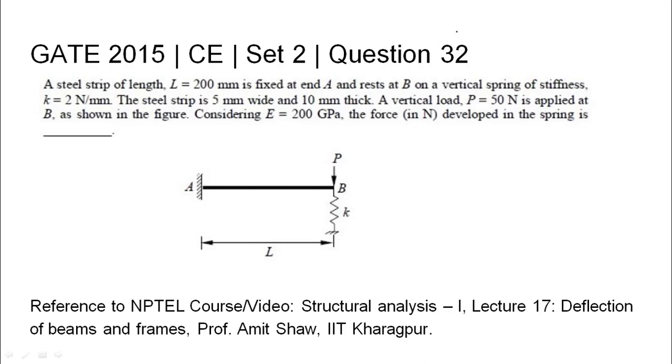GATE 2015 Civil Engineering Set 2 Question 32. A steel strip of length 200 mm is fixed at end A and rests at B on a vertical spring of stiffness K equals 2 Newton per mm. The steel strip is 5 mm wide and 10 mm thick. A vertical load P of 50 Newton is applied at B as shown in the figure. Considering E of 200 gigapascal, the force developed in the spring needs to be found in newtons.